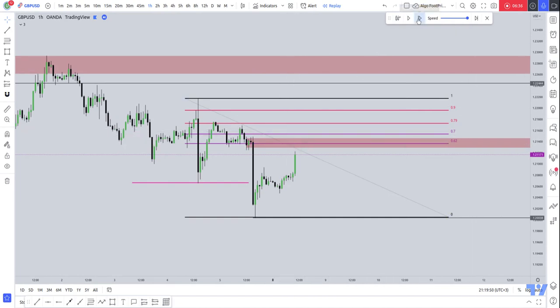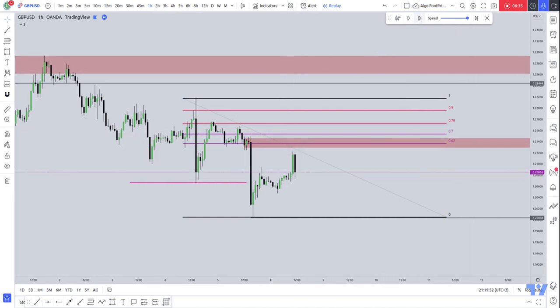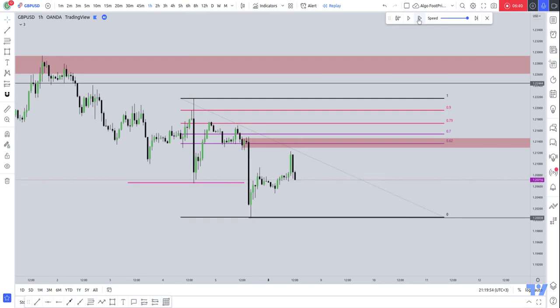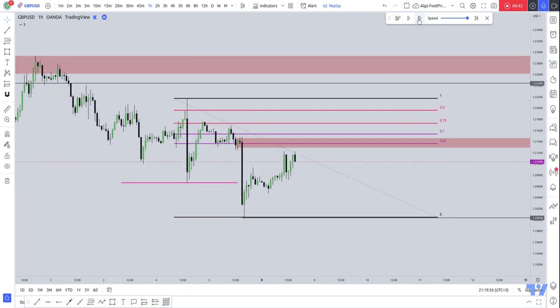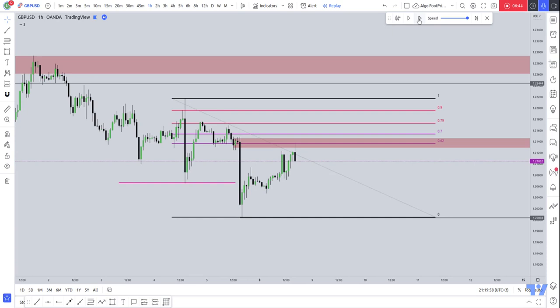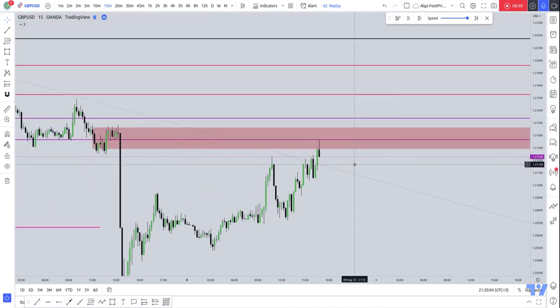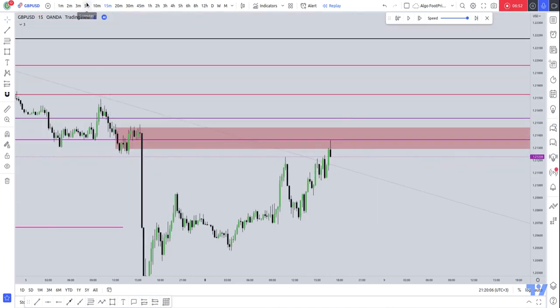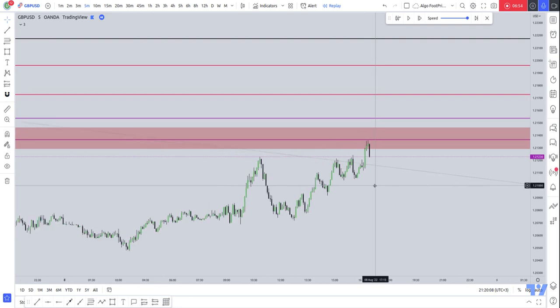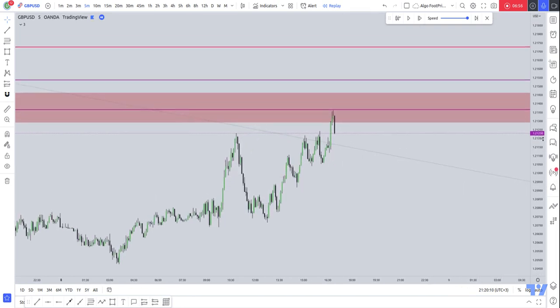So let's keep going. I'm still not interested. Not interested. There we go. We just touched it. So now we go to M15. You can either go to M15 or M5. Let me go to M5 to confirm an entry.